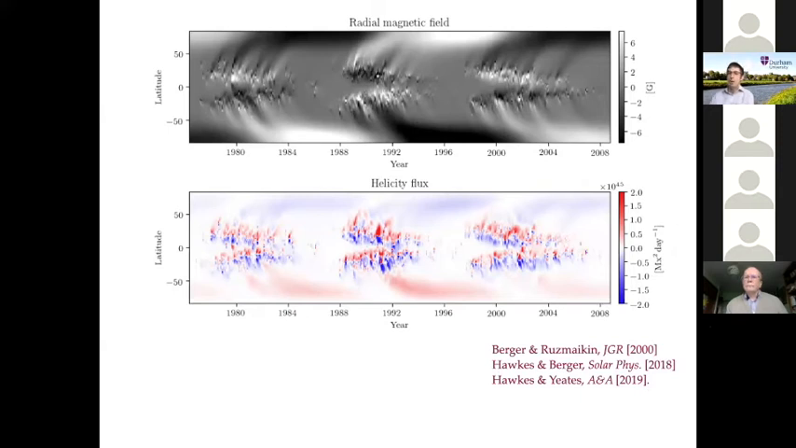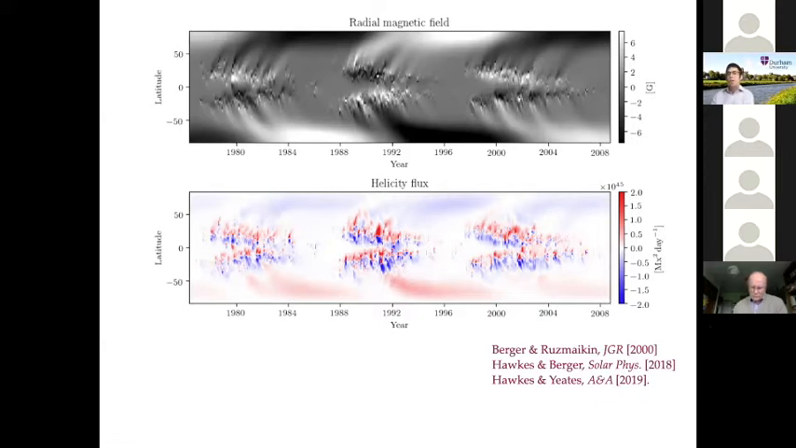I'm only going to talk briefly about these results, but if you're interested, you can always have a look at the paper. The top plot is showing you the usual butterfly diagram of the radial magnetic field. You can see here I'm following 3 solar cycles in this particular model, so 21, 22, 23. You can see the polar fields reversing each cycle. The second plot is the helicity flux that we measure.